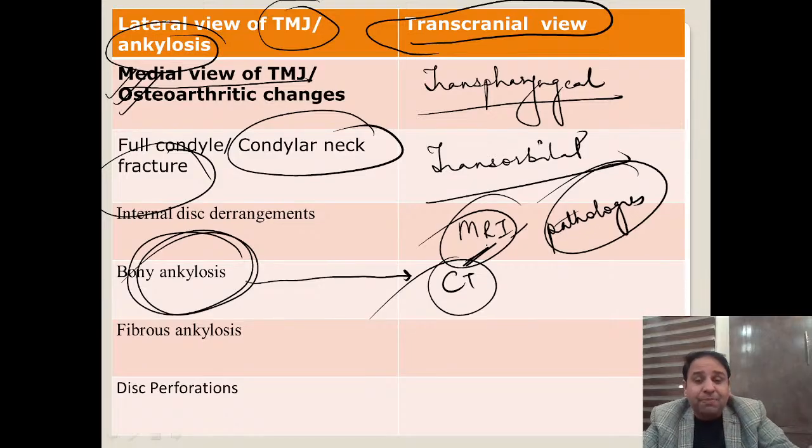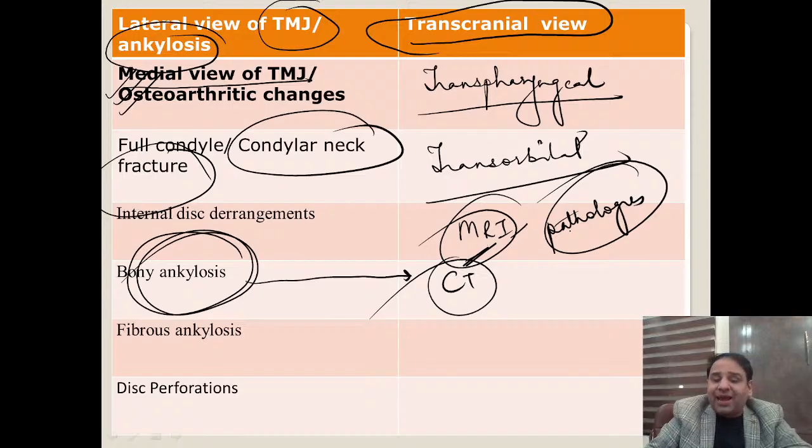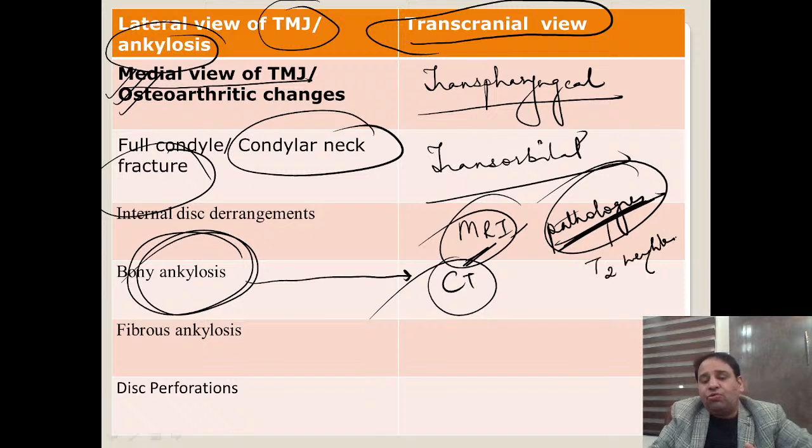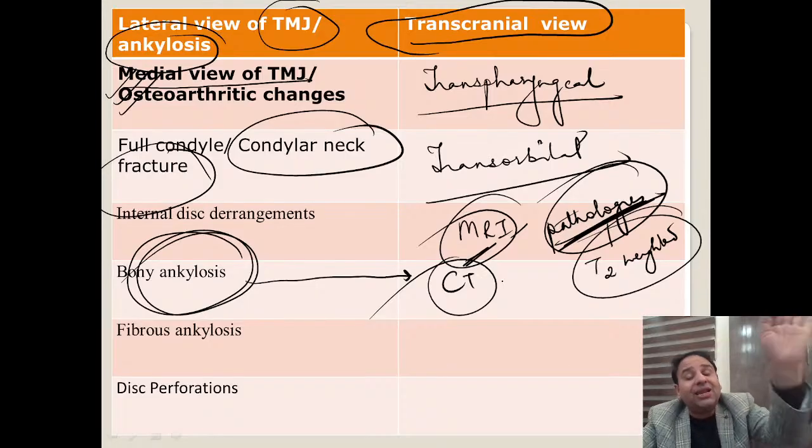And where do you see the pathologies? This question is again there, students. When you see the previous year question bank, this question is very much there: in MRI, if you need to see pathologies, will you take T1 weighted or T2 weighted? Yes, you are all answering correctly: for pathologies we go for T2 weighted images. In T1 weighted images, we see the normal anatomical landmarks, and in T2 weighted images, we see the pathologies.